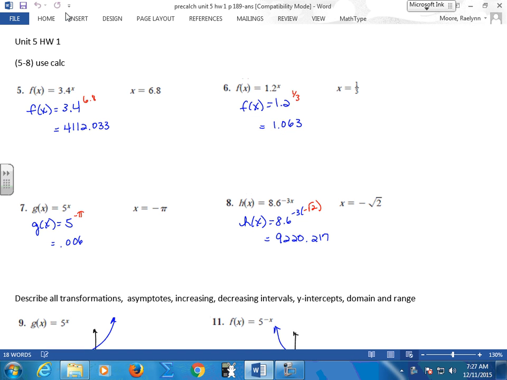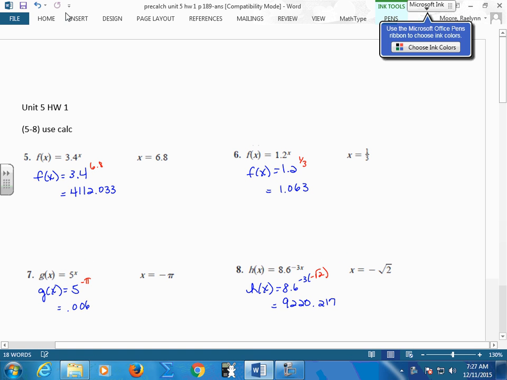Your calculators, if you have the 84s, they're nice. They give it to you right up top. The black ones give you the caret and then the other part. So if you have one of the 83s, don't forget when you raise this, you have to put this in parentheses. Okay, so just be careful of that.